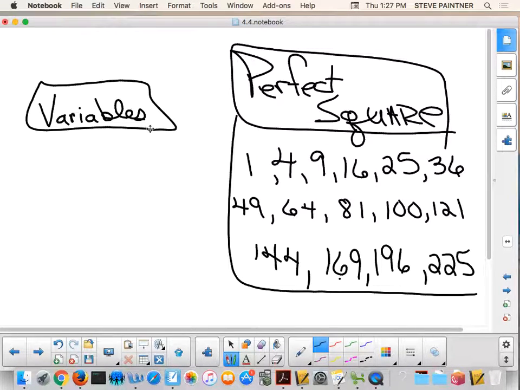Variables. Variables that are perfect squares will be squared. Give me some examples. Wouldn't they be like A squared? Okay, that's good. A squared is a perfect square. How come? Because it equals A times A, which is A squared, correct?